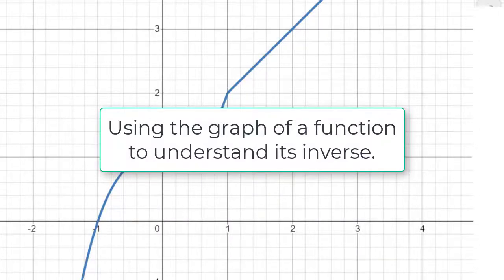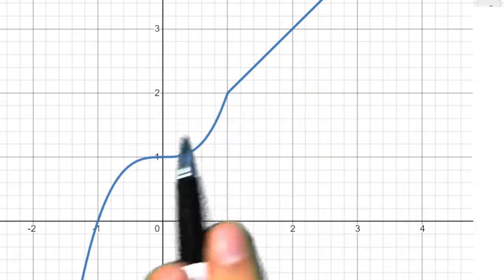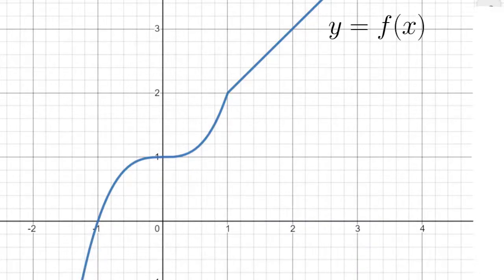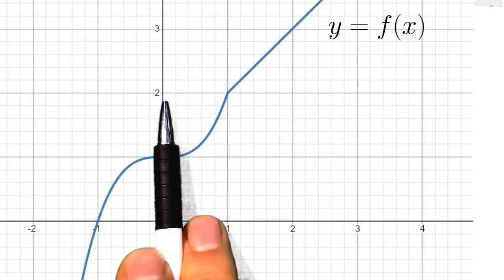In this video, we're going to talk about how to use the graph of a function to understand the inverse of a function. So here we have the graph of some function. Let's say it's the function f. All right. So we know how to evaluate the function f by looking at its graph. So for instance, I know that f takes the number 1 and produces the number 2.